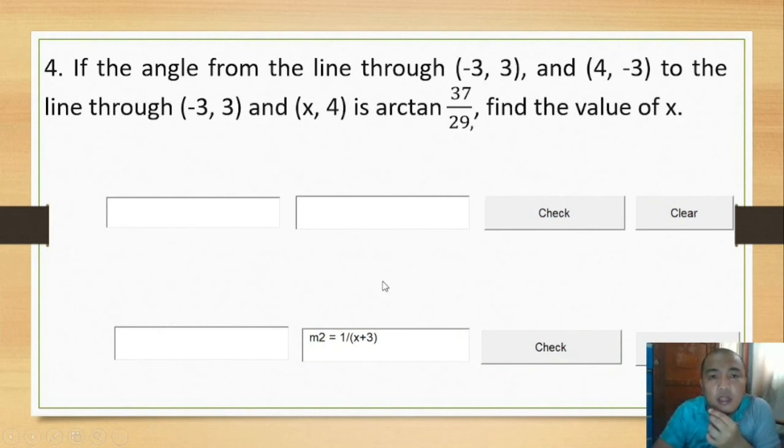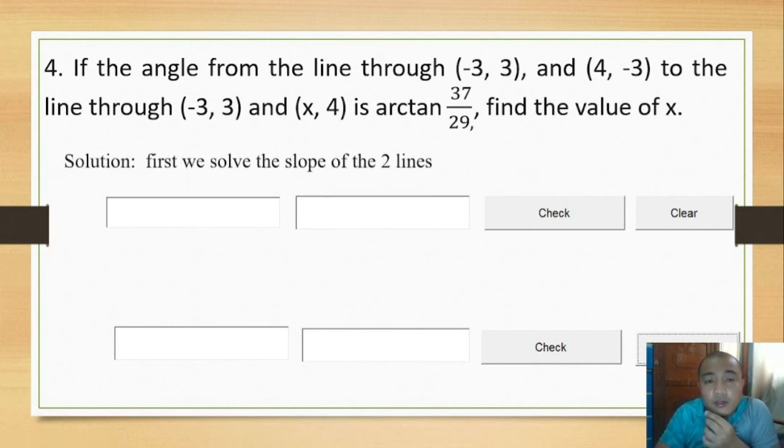Number 4. If the angle from the line through negative 3, 3 and 4, negative 3 to the line through negative 3, 3 and x, 4 is arctan 37 over 29, find the value of x. So the angle from this line to that line, line 1 to line 2, is equal to arctan 37 over 29. Find the value of x.